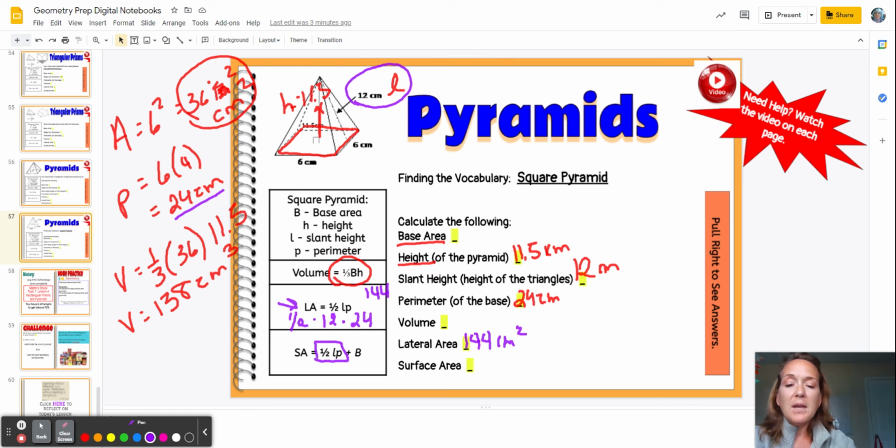So notice that again, we've got 1/2 LP. That just is the lateral area. So we just calculated that. No reason to calculate it again. And then we found the base. The base up here is still 36. So we can substitute that in. Once you have the base, the height, the slant height and the perimeter, you can just substitute those in all the way down. 144 plus 36 is 180. Again, that's area, so it's going to be centimeters squared. And our volume was 138 centimeters cubed.